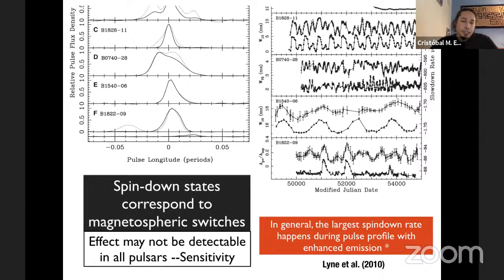So the conclusion is that the spin down rate states correspond to magnetospheric switches. Something happens in the magnetosphere which is able to change the pulse profile, which has to do perhaps with the amount of plasma that is generating the emission, or perhaps the geometry of the magnetic fields, I don't know. And that is also able to change the spin down rate that affects the rotation of the pulsar.